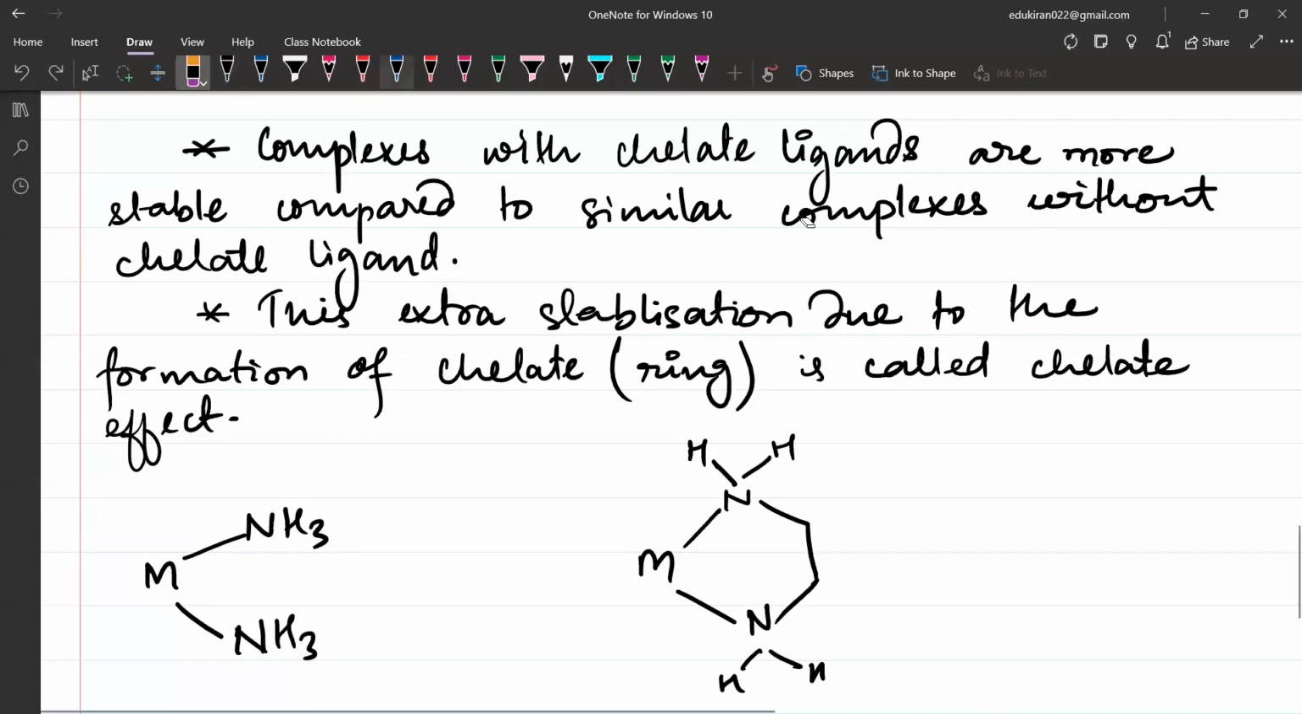And this is only happening why? Because we are forming a ring. अगर ring नहीं बन रहा होता, then we would not get this extra stability. So this ring is also known as chelate. This extra stabilization, that is a product of formation of ring, is known as chelate effect. Is this clear? Yes or no? Please tell me what is chelate effect.